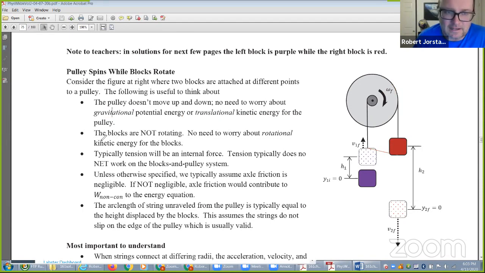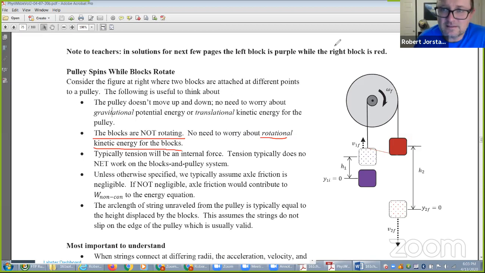Now, the blocks are not rotating. So for the blocks, we don't need to worry about rotational kinetic energy. All right. So we need rotational for the pulley. We need translation for the blocks.